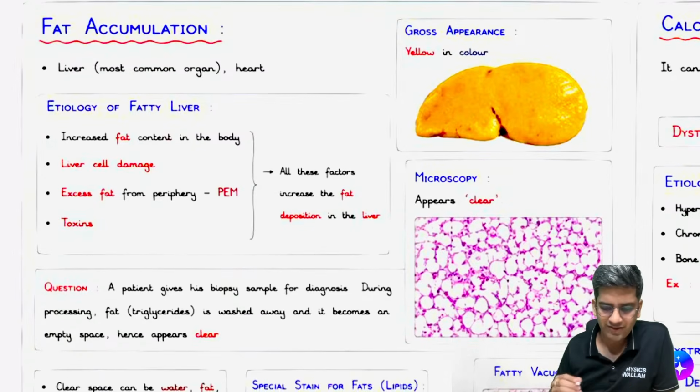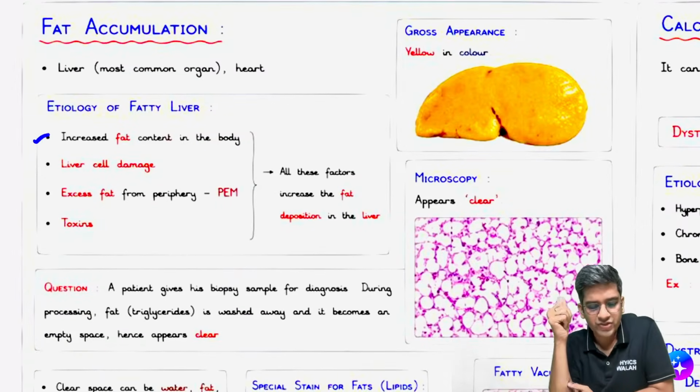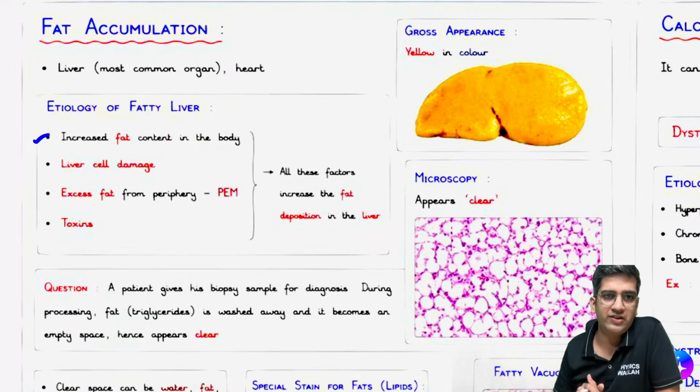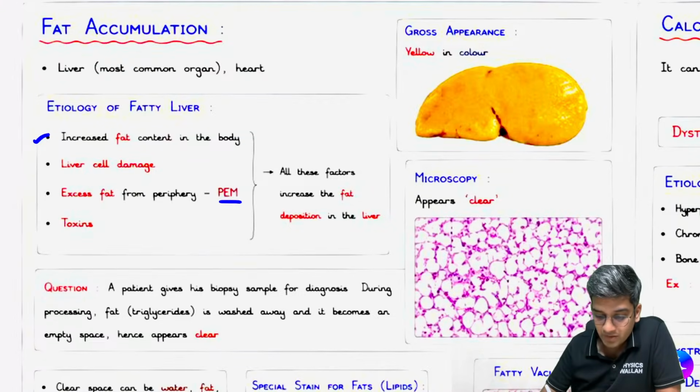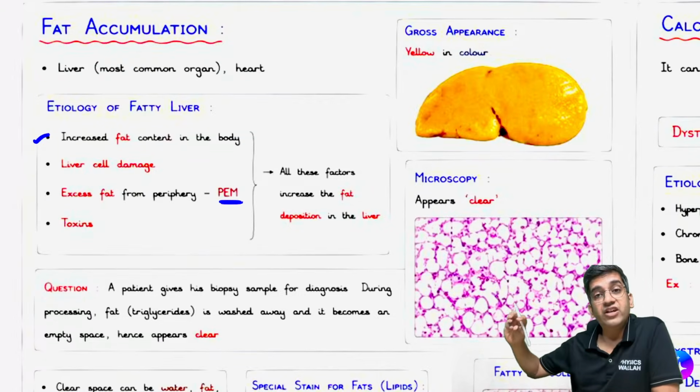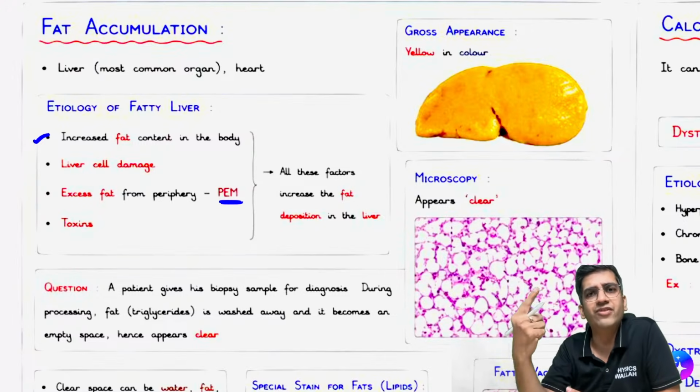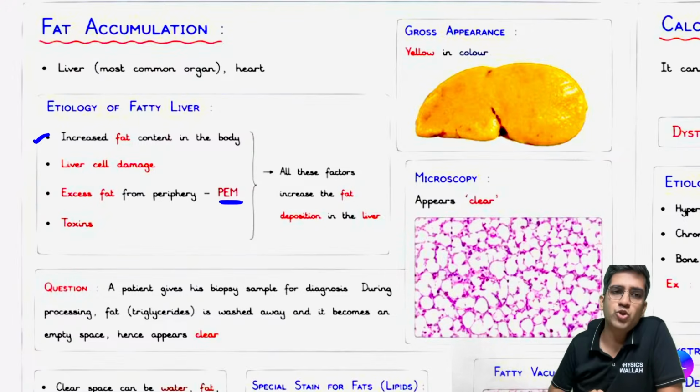Fine. Etiology of fatty liver. One of the most common etiologies is increased consumption of fat. You keep on eating junk food, it will definitely get deposited there. Protein malnutrition, especially in children, where the peripheral fat comes to the central pool, right? Because lots of muscle damage and fat wasting will be there, everything comes to the liver and gets stored in the liver.